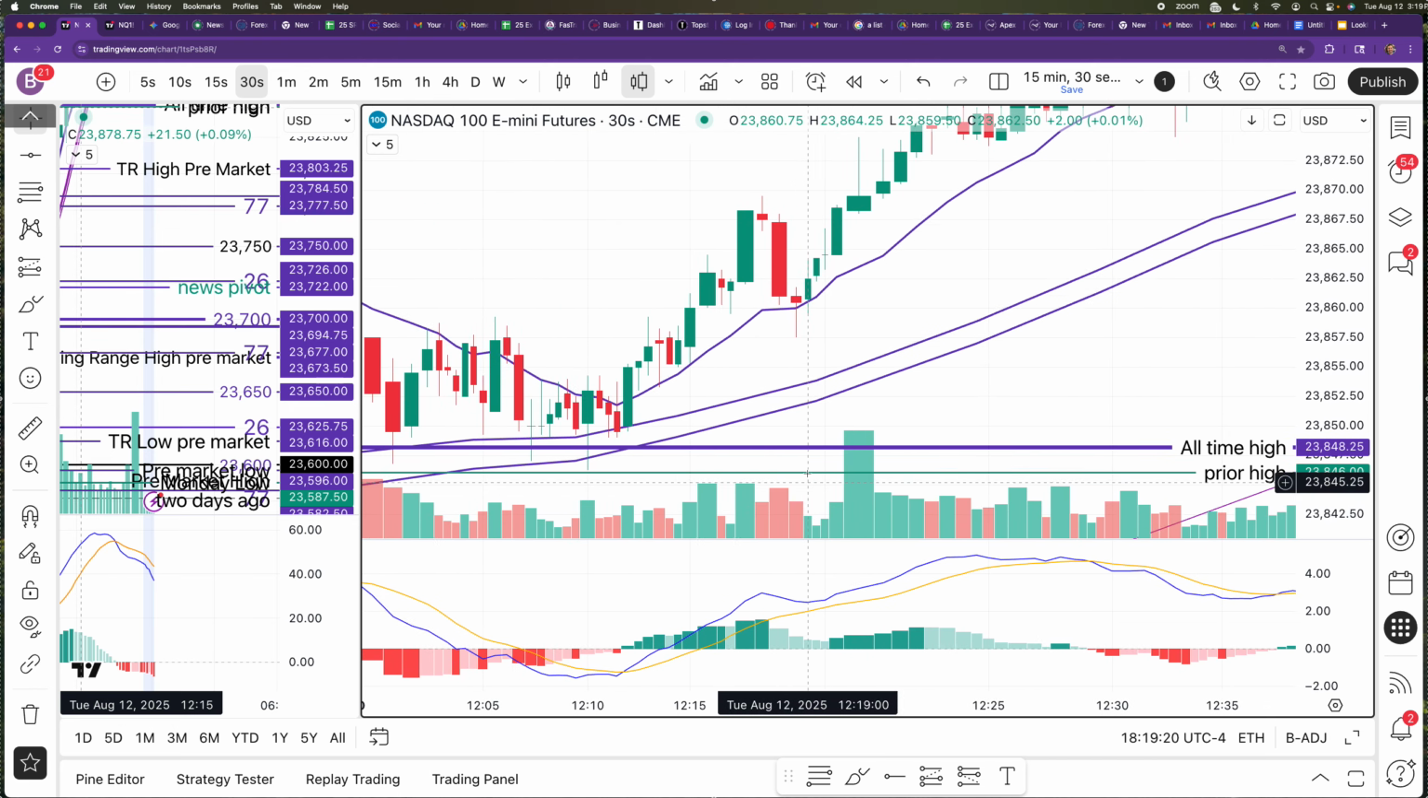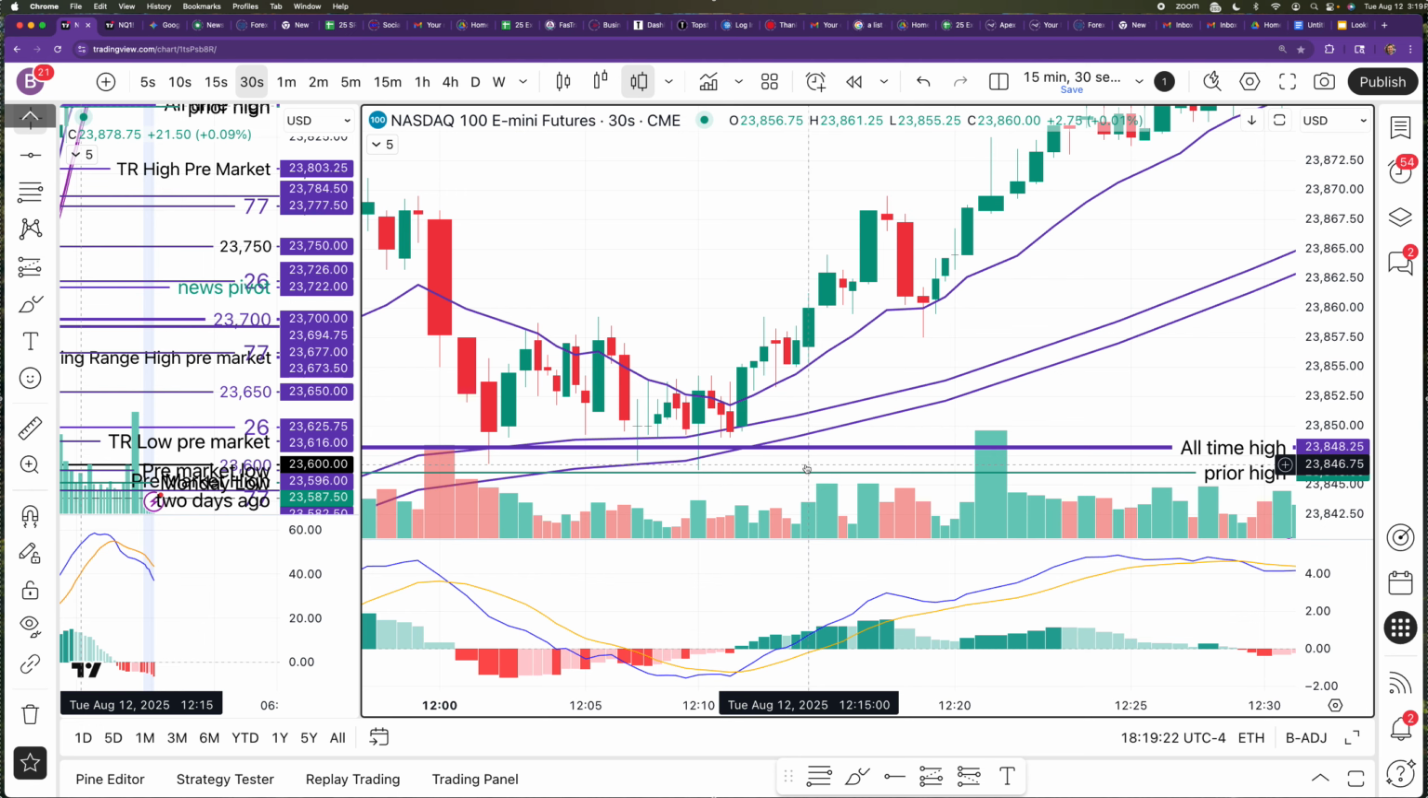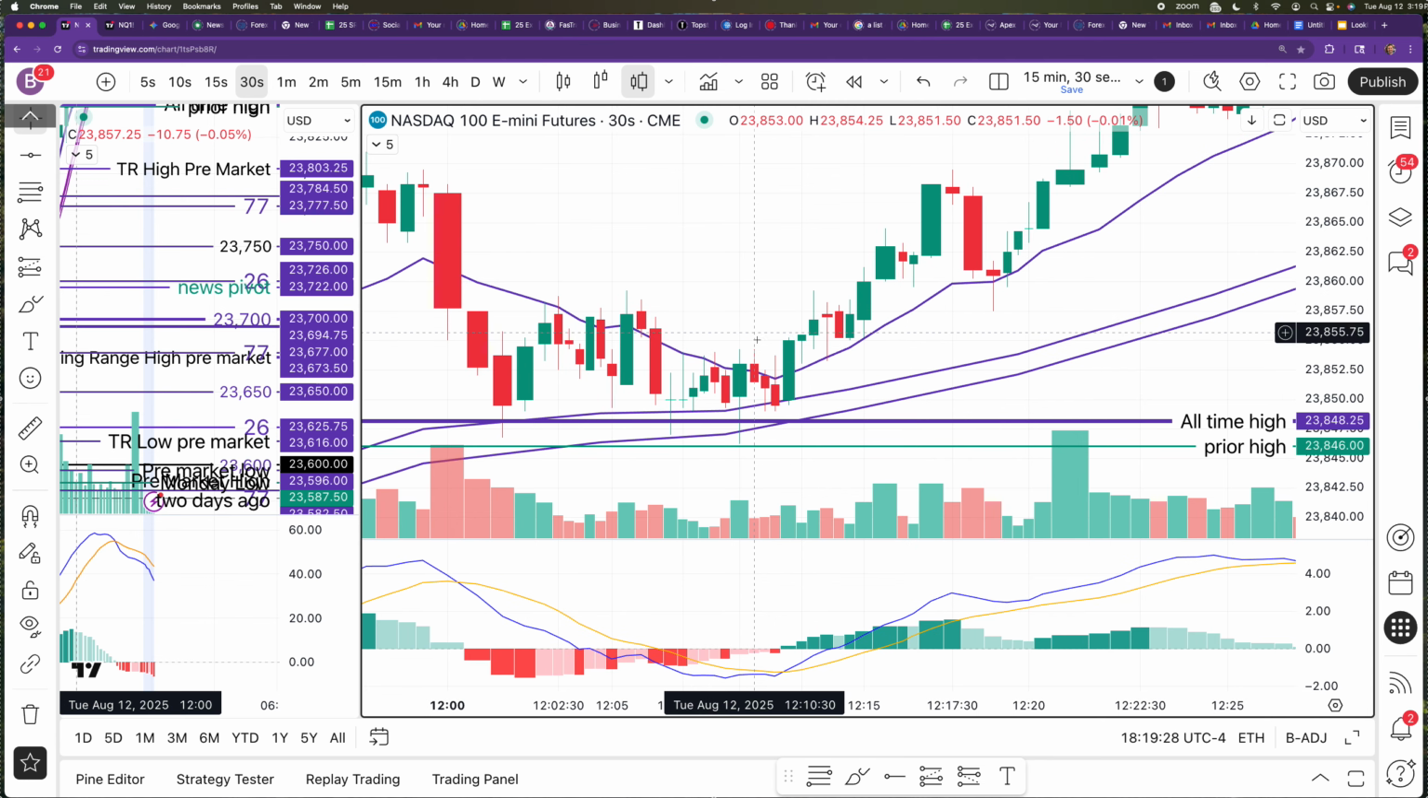Now, I don't see a great looking hammer here after MACD has turned. What I do see, however, is a pretty strong bar here. That would be something I would definitely be interested in buying. Okay. It doesn't launch right away. It kind of dances around at the top edge of that.